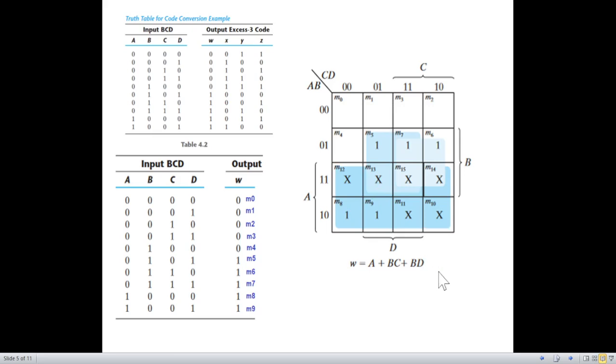We should be getting this answer. I'll just show you one step, although it's kind of a repetition. But let's see this one. So we take all these as 1s, including the don't cares. Therefore, this whole group we can combine.